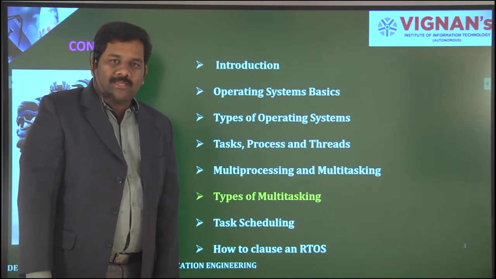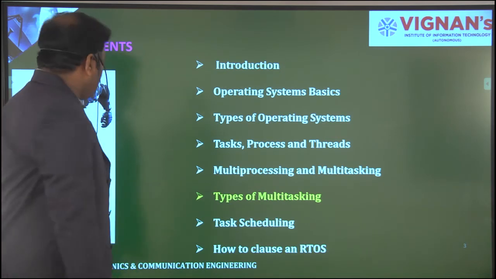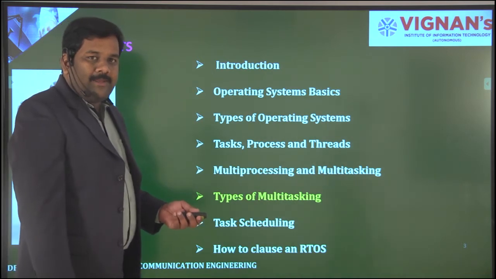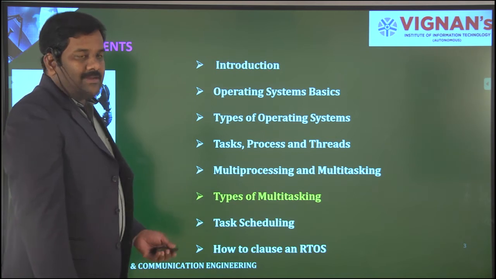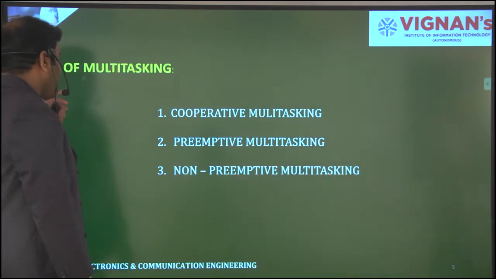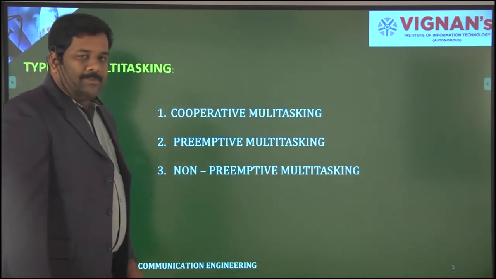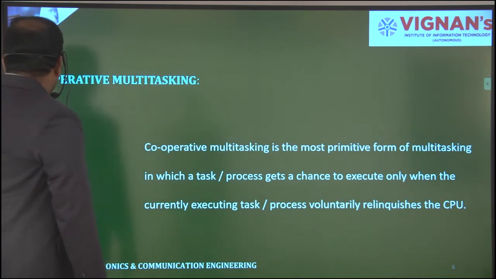Good morning, students. Next topic, types of multitasking. So usually we know what multitasking is. It's simply how many tasks have to be executed simultaneously within a fraction of time. So we have cooperative multitasking, preemptive multitasking, and non-preemptive multitasking. Let's have a brief description of these.